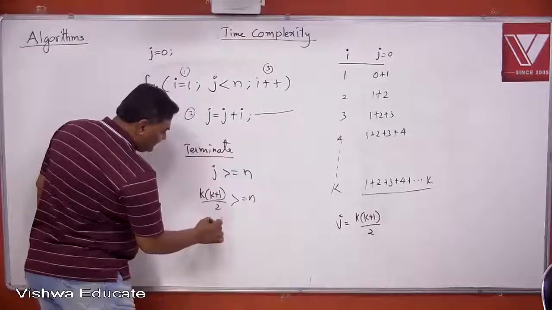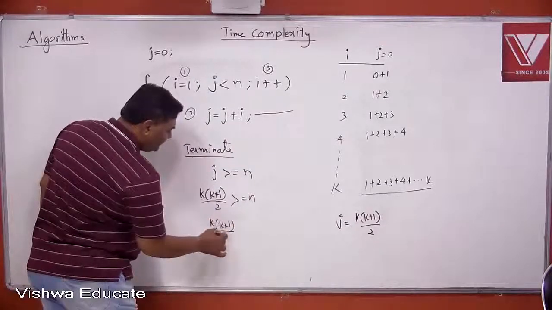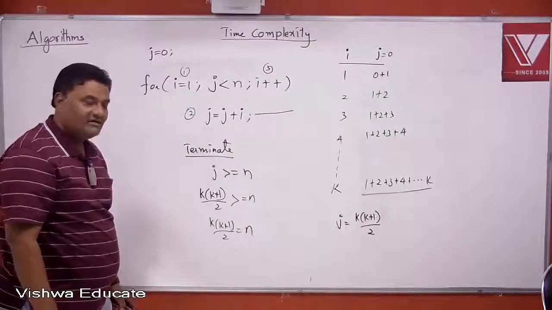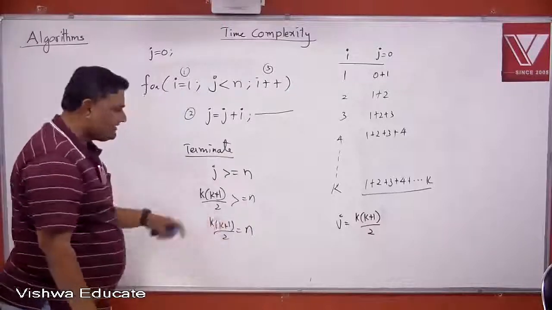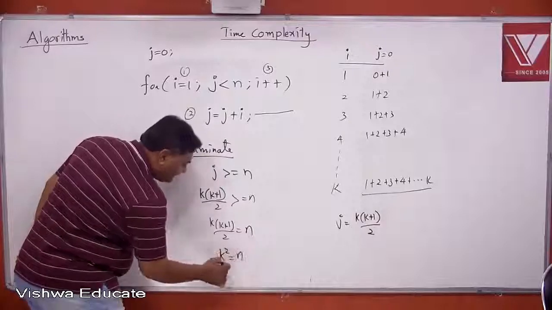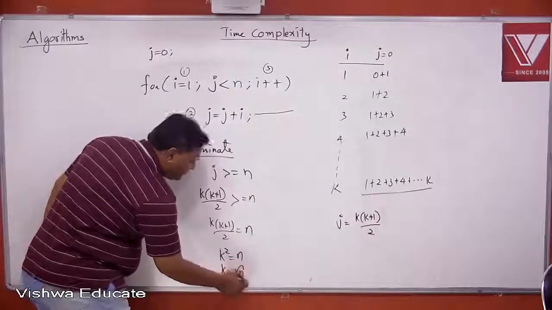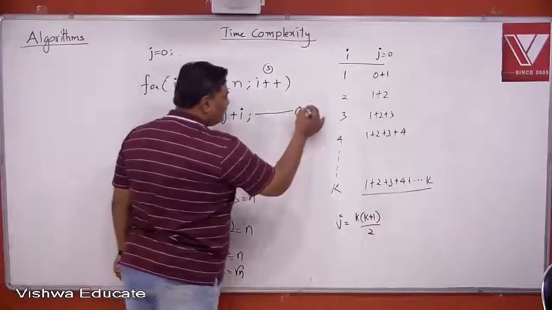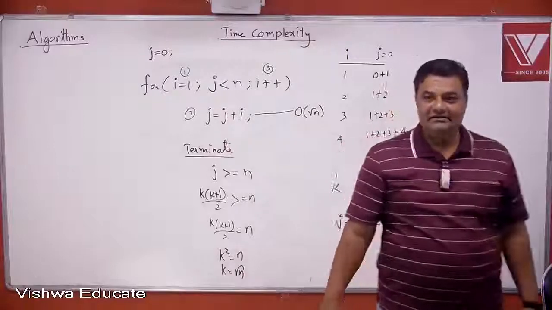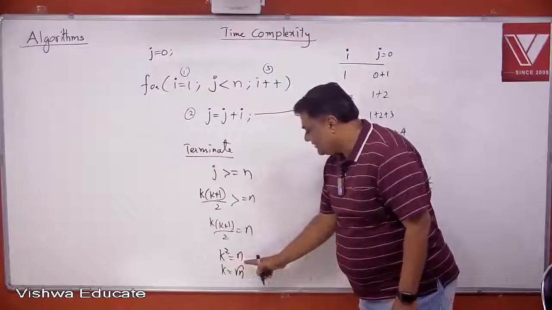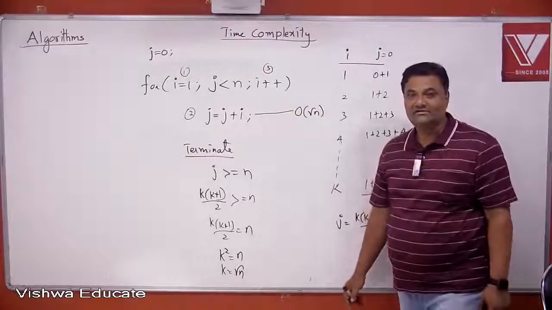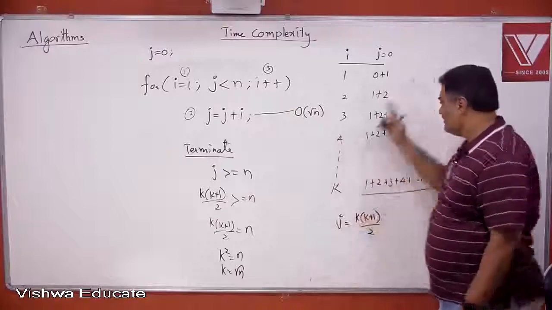So k into k plus 1 by 2, let us say it is equal to n. Then what is k? This portion is quadratic, a square. Assume that this is roughly k square equals n. So k is approximately root n. This is not exact, roughly it is k square equal to n. So k is equal to root n. So we say the time is root n. Time is root n. So you can copy this one.